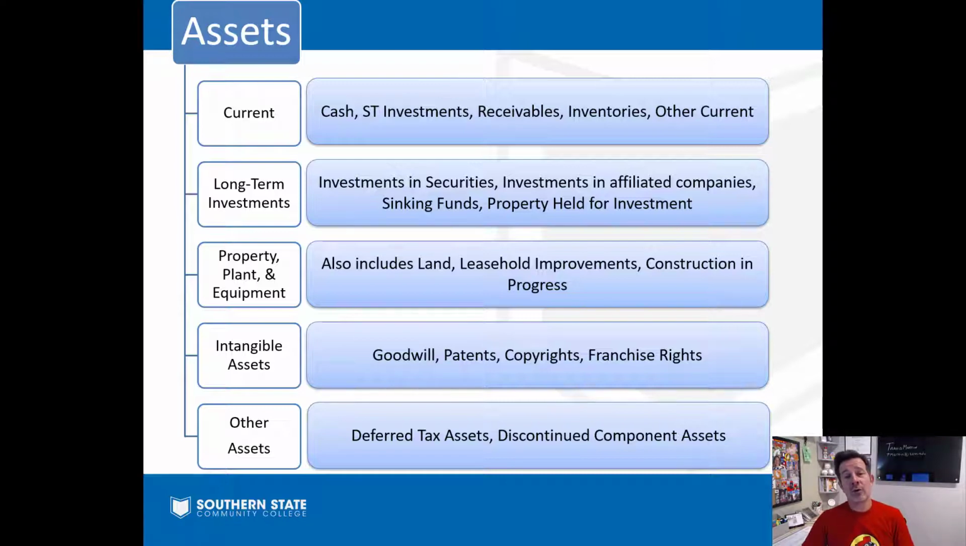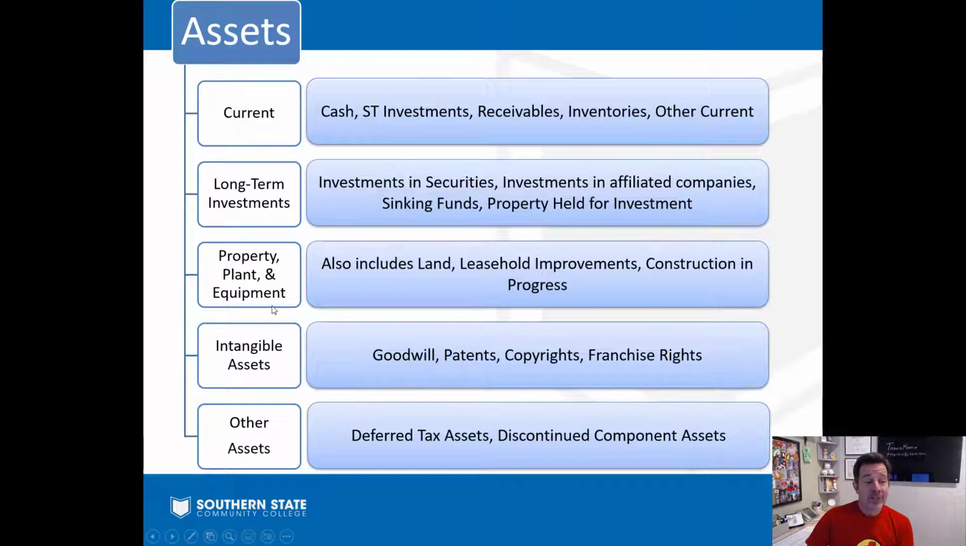Our next category would be long-term investments, maybe investments in securities, in affiliated companies, a sinking fund where we put aside money to pay off a bond or for some other purpose that we're planning and reserve that money to earmark to do something. Or property held for an investment, like maybe we have land that we bought as a speculative investment. We're not using it in a productive capacity, just kind of holding it, hoping the price goes up.